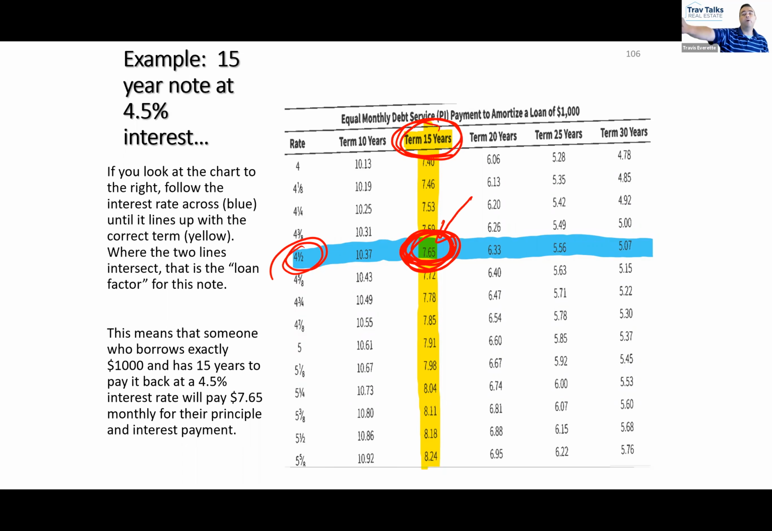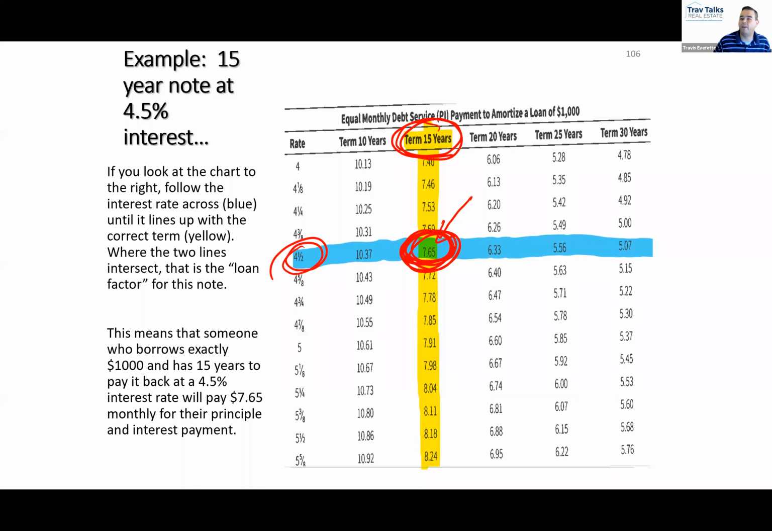All right, so talk to me before we go any further. Talk to me if you don't understand what we've looked at on the chart so far. Because what we're saying when we look at this right here is if Taj borrows $1,000 and she's going to take 15 years to pay it back. First of all, she's a deadbeat if she takes 15 years to pay back $1,000, but that's beside the point. If she's going to borrow $1,000 and take 15 years to pay it back at 4.5% interest, she's going to pay $7.65 a month. And that includes the interest. That's principal and interest. That's fully amortized principal and interest.